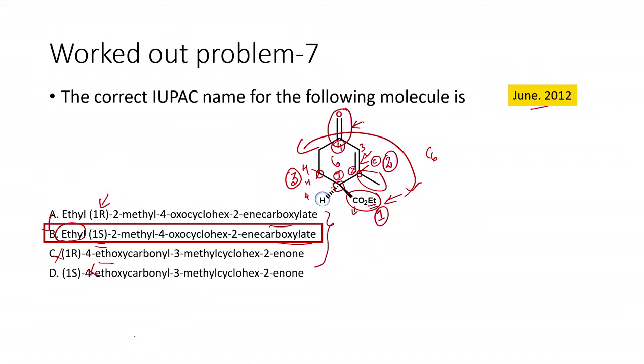So, with that we can conclude what the name is going to be. In the second position we have a methyl unit, so that is 2-methyl, and in the fourth position we have a carbonyl unit, that is the 4-oxo, and this is nothing but the cyclohexane, a C6 membered cyclic system. So, cyclohex, and in the second carbon we have the alkene unit, so that is given as ene, and carboxylate. That is how we can give the name for this particular compound.